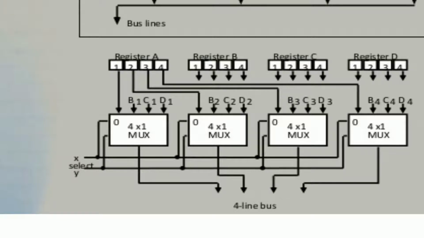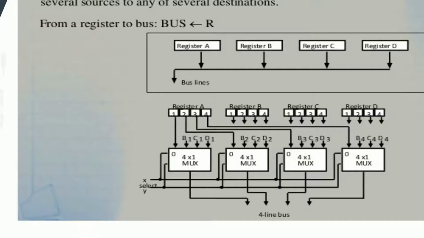Now which register will be placed on the bus depends on the selection line. So how the selection will be done, we will see. Based on the selection, register A or register B or register C or register D will transfer data to the bus. So data will be carried by the bus based on the selection line. Look at here.